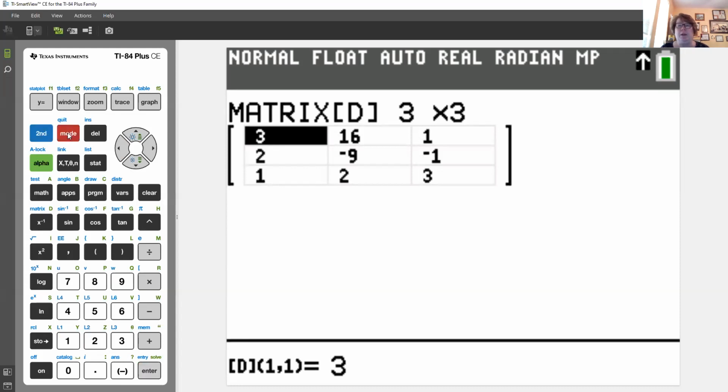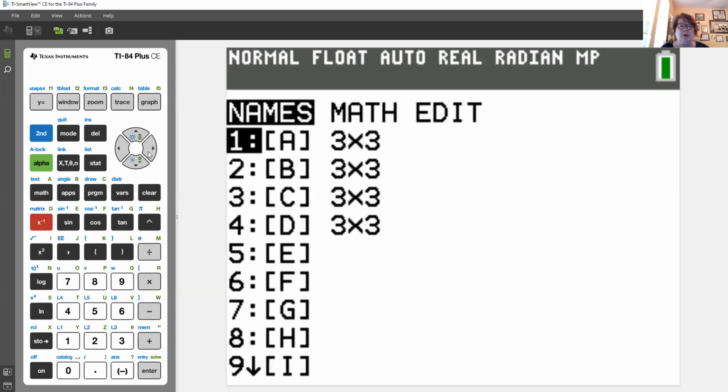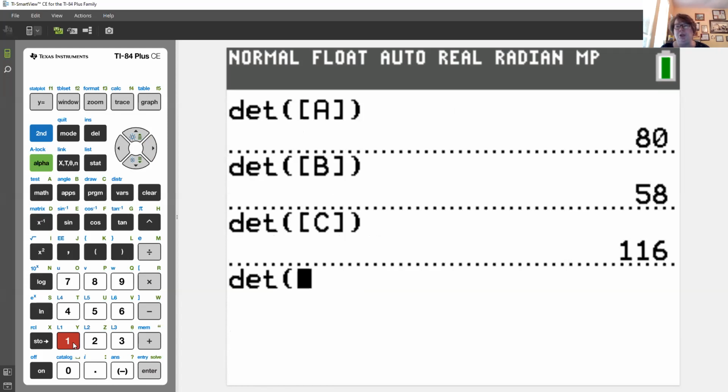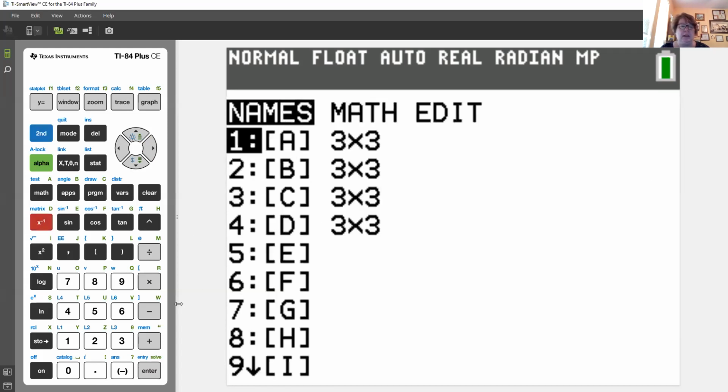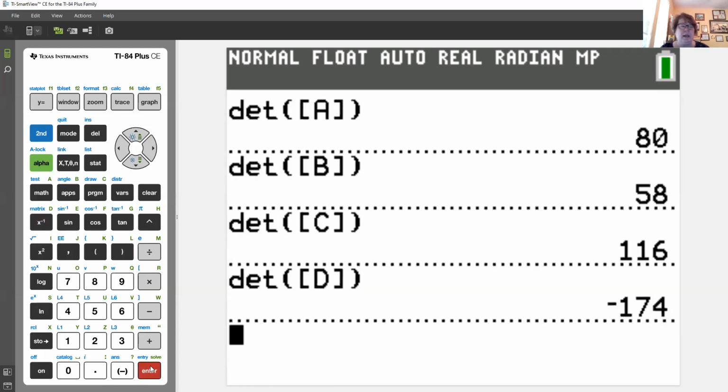So I'm going to exit by doing a second quit. Go back into my matrix menu, go to the Math menu. Number 1 is determinant, and I'm going to find the determinant of matrix D. So go back into my matrix menu. D is number 4 on my list. Enter, and I get -174, which I'm going to write down. Rather messily over here, but I am writing it down.